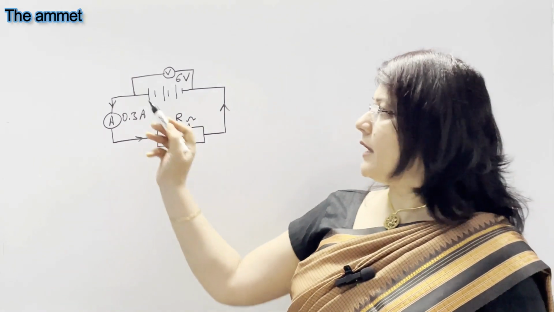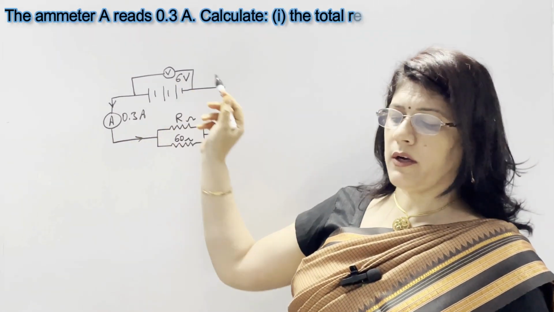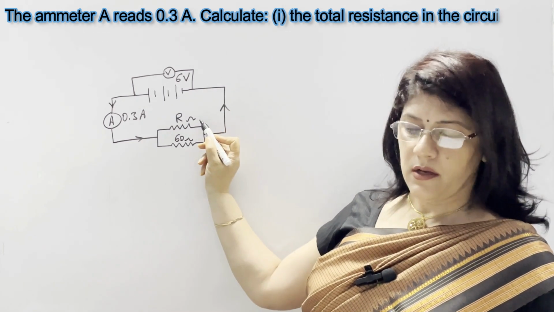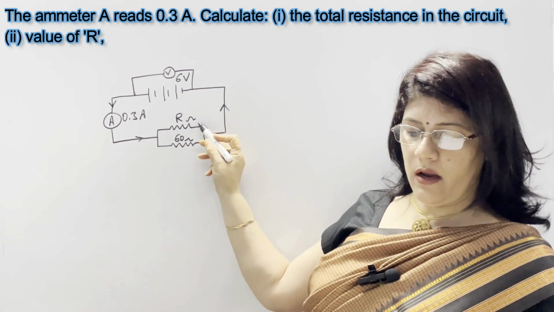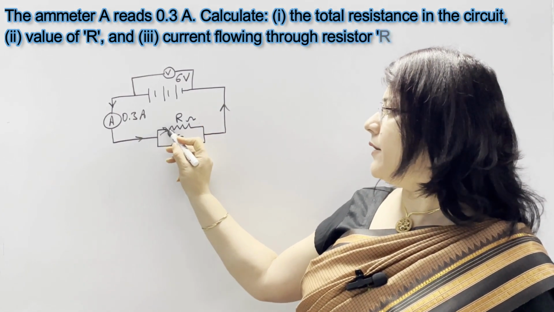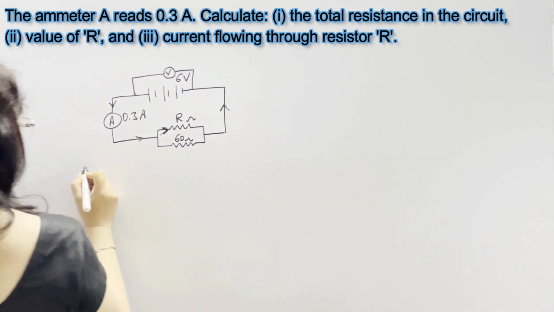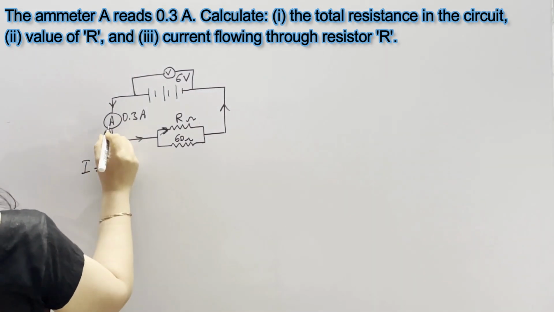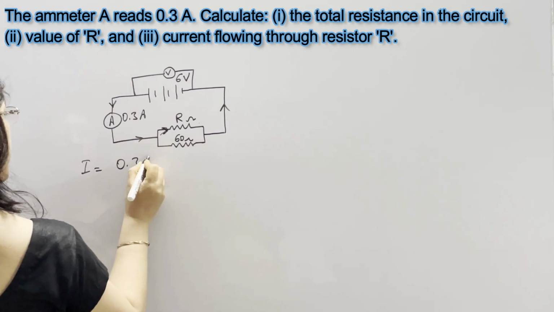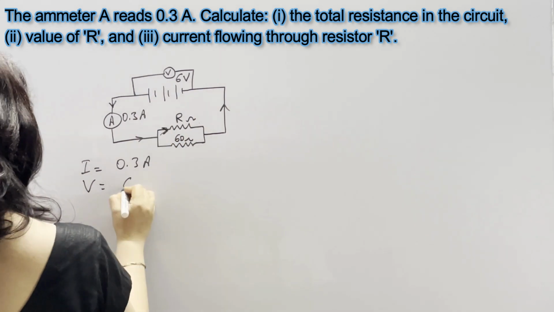Now a small twist in the question. The ammeter A reads 0.3 ampere. Calculate the total resistance in the circuit, and second the value of R, and third the current flowing through this resistor R. These are our questions. So current I is given because the reading of the ammeter is already given, 0.3 ampere. Now V is also given as 6 volt.